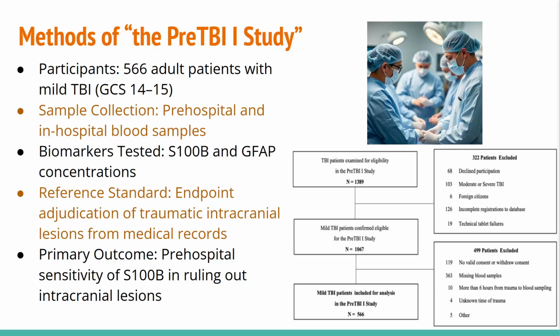To figure out if these biomarkers were effective, the researchers looked at the patients' medical records to see if they had any traumatic intracranial lesions. The big question they wanted to answer was, can S100B help rule out these lesions when measured before hospital admission? This approach not only simplifies how we think about these biomarkers, but also highlights their potential usefulness in real-life clinical situations.